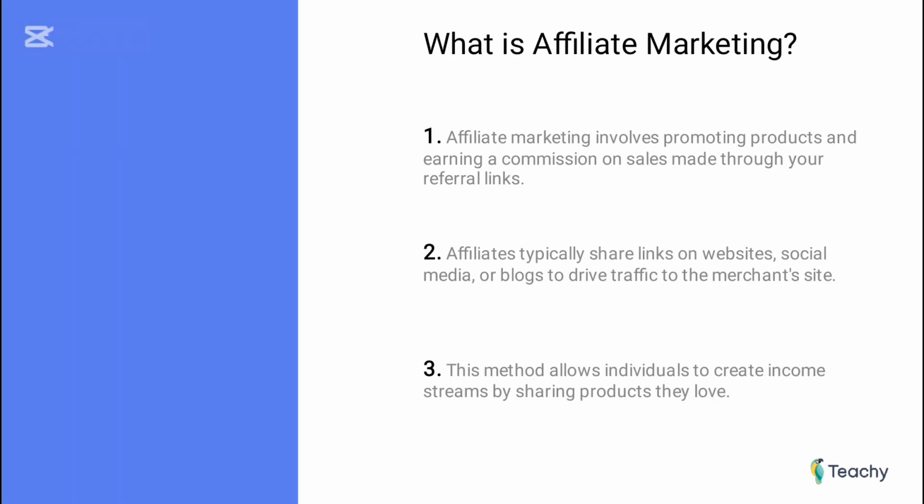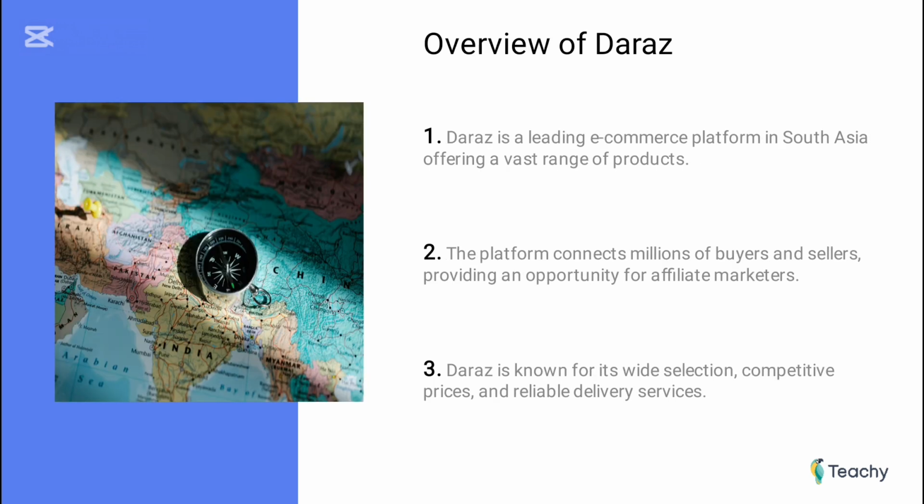What is affiliate marketing? 1. Affiliate marketing involves promoting products and earning a commission on sales made through your referral links. 2. Affiliates typically share links on websites, social media, or blogs to drive traffic to the merchant's site. 3. This method allows individuals to create income streams by sharing products they love.